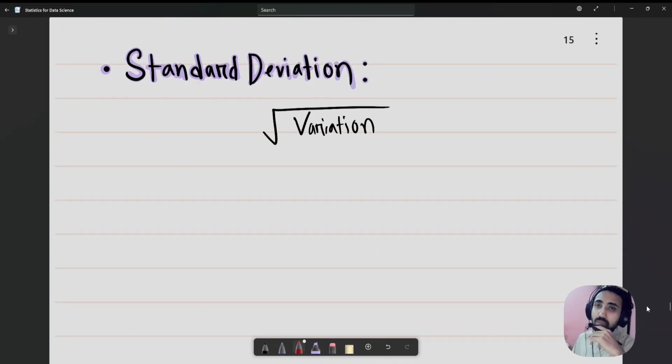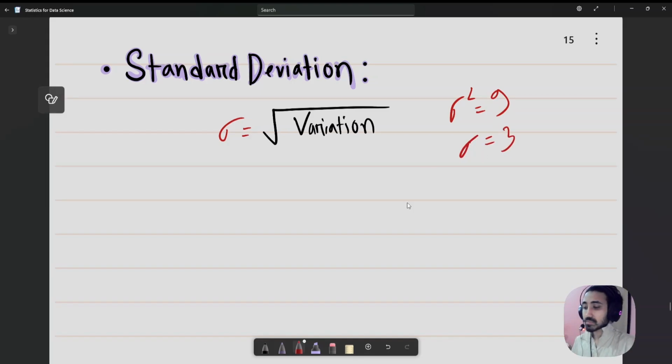Let's see another measure that is called standard deviation. Standard deviation is just the square root of variance. Let's say we have a variance of 9. So the standard deviation will be 3. But why do we need the standard deviation? Because we already have variance.